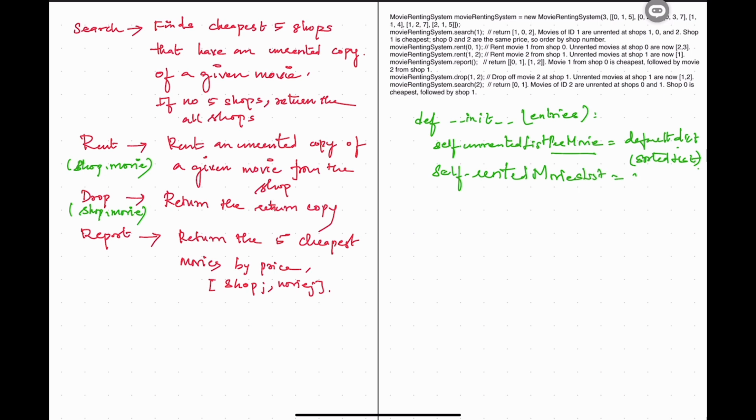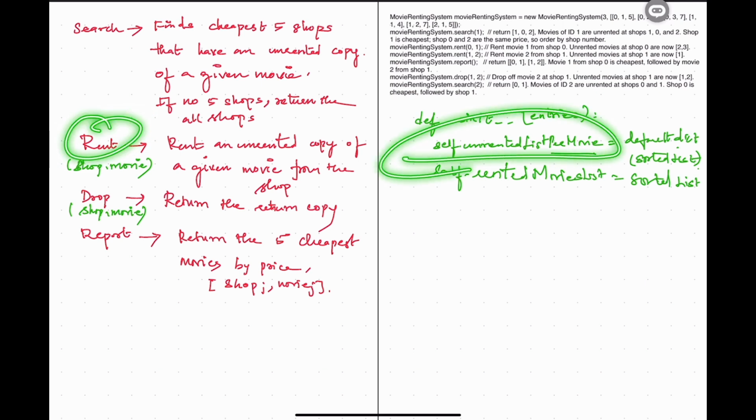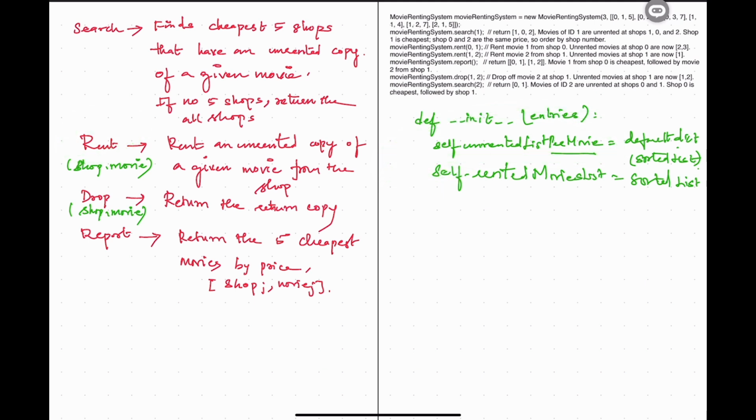Let's have a sorted list alone. Another thing we have to initialize: when you are renting a movie, you have to remove it from the unrented list, and put it in a rented movies list. They are giving you shop and movie, not the price. So to store this price, we have to have a price map. These are the three things.